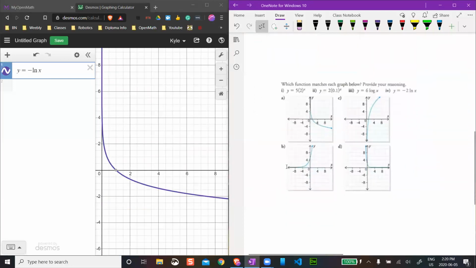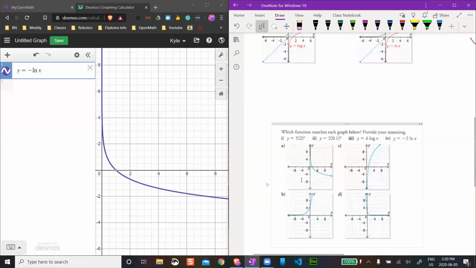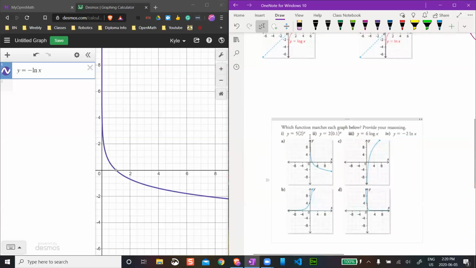Now let's look at a few and see if we can figure this out. Looking at this question, it says which function matches each graph below?